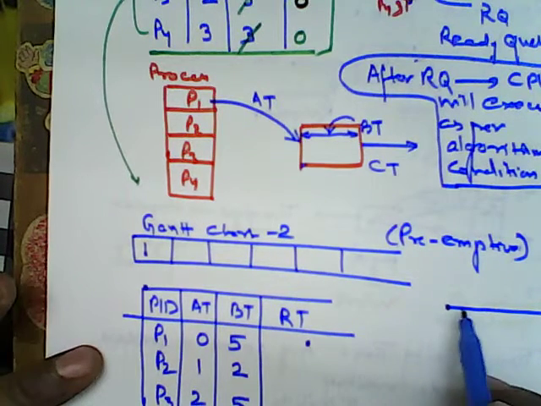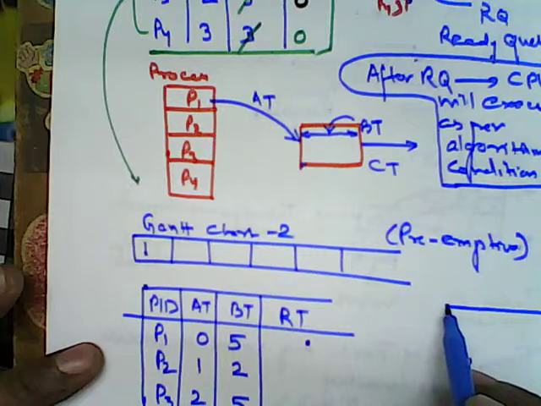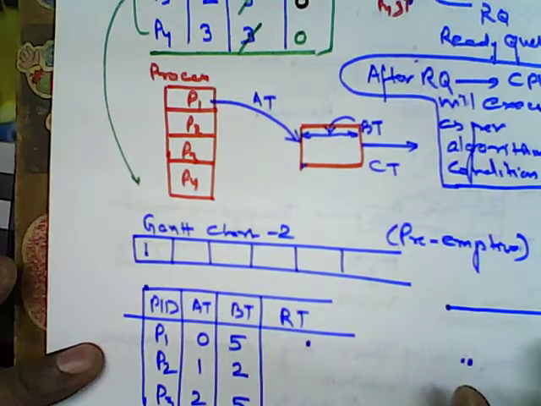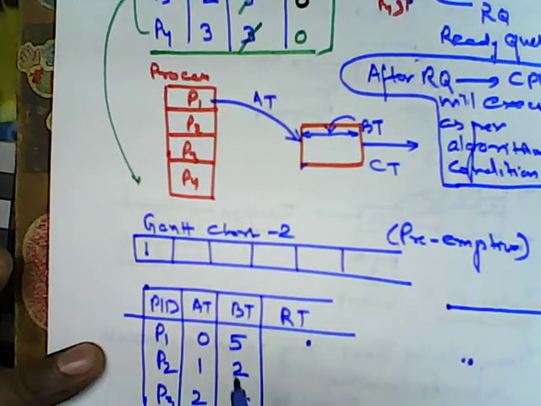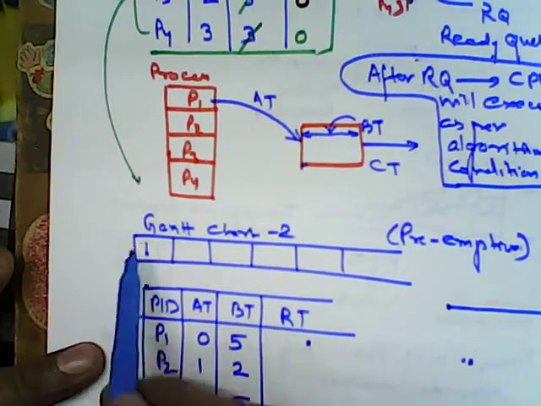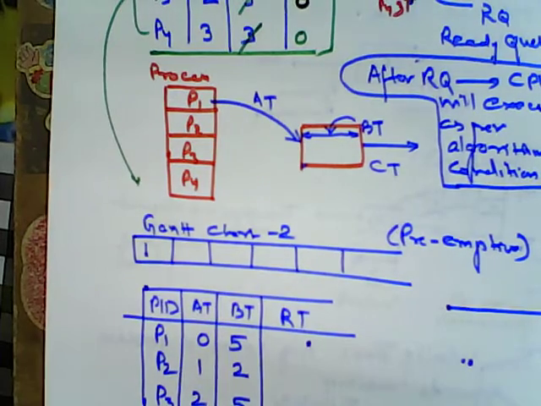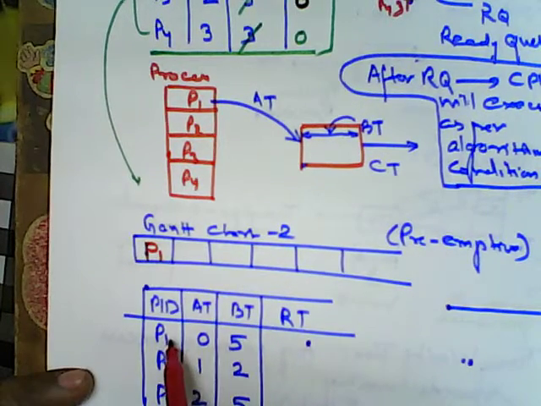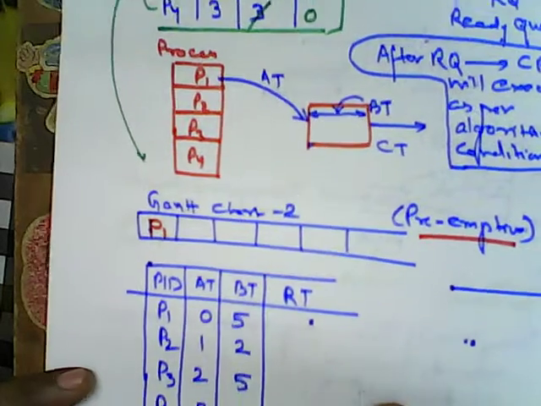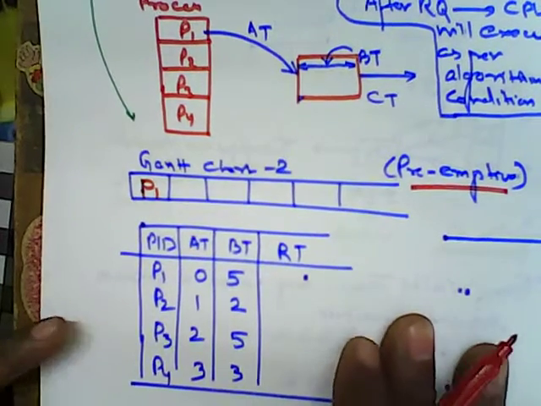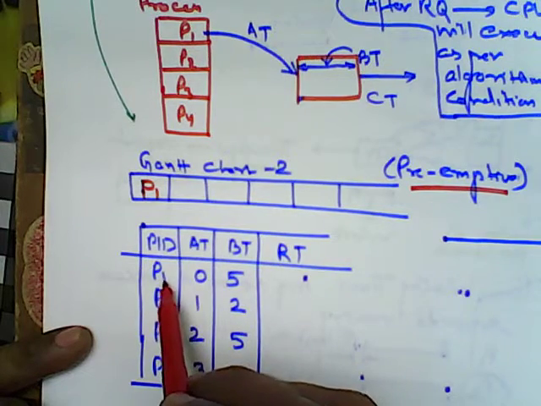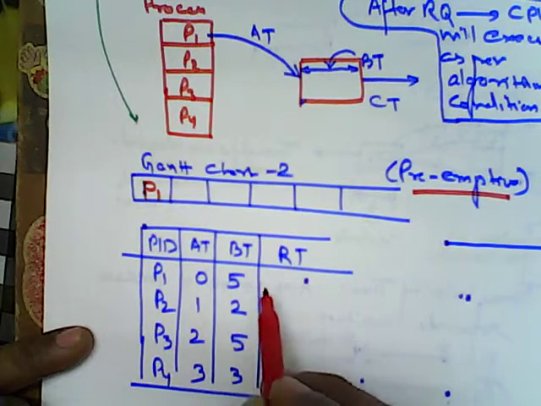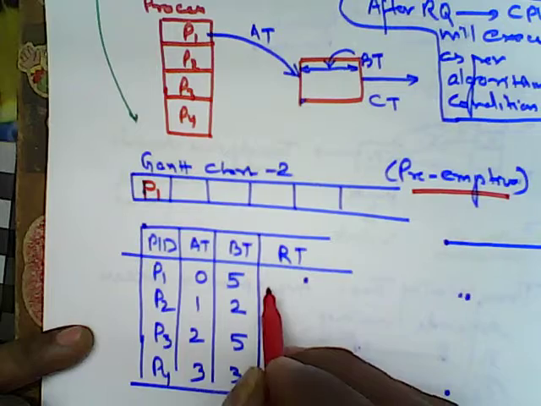Now here, if I am considering P1, let's put P1 here. Now, as the condition is preemptive, let's not allow P1 to run for a complete 5 as in the earlier case. What we will do is allow P1 to run for 1 unit time. That means I will subtract minus 1 here. Are you getting my subtraction? So I will get 4.